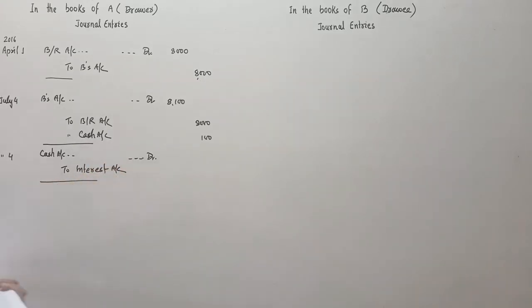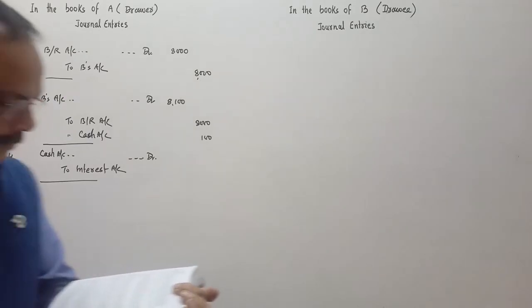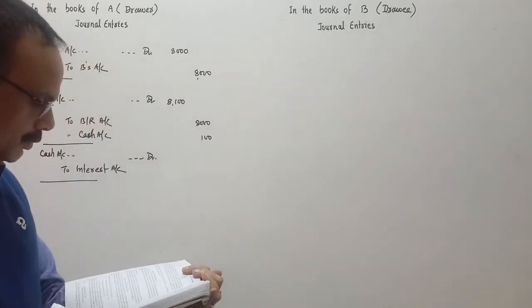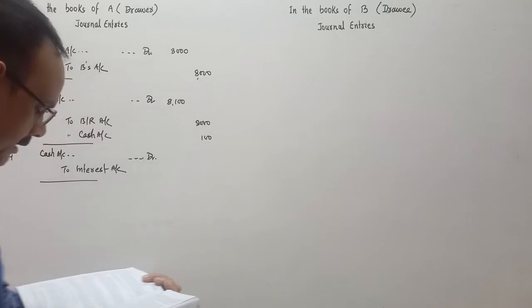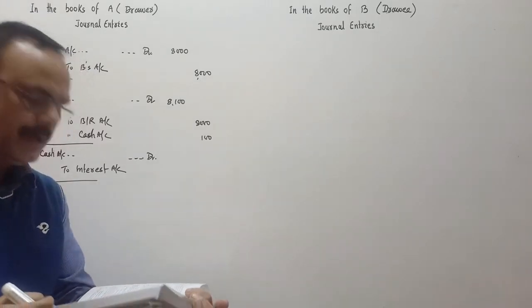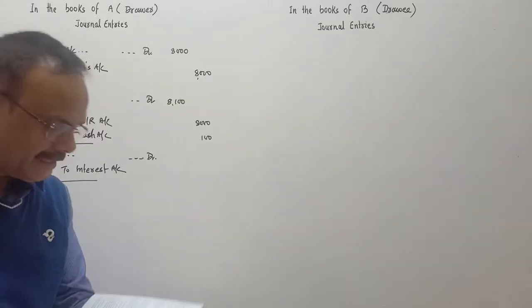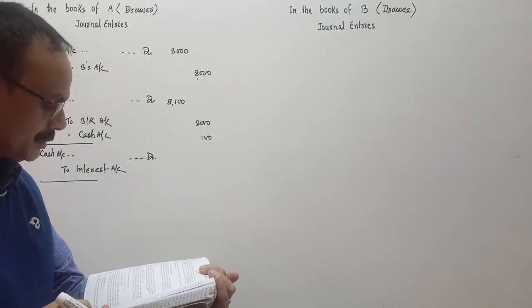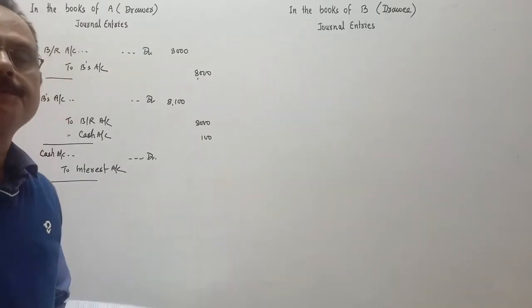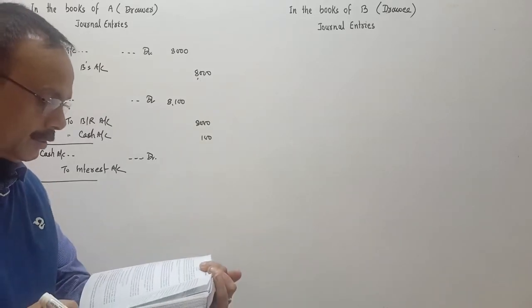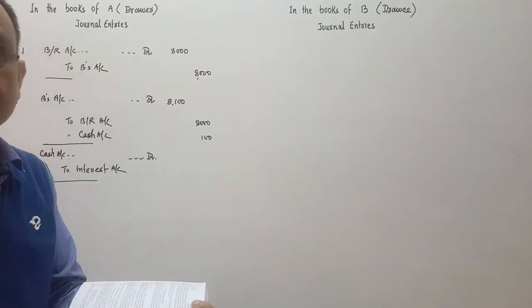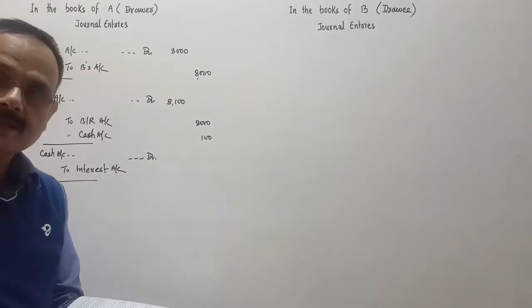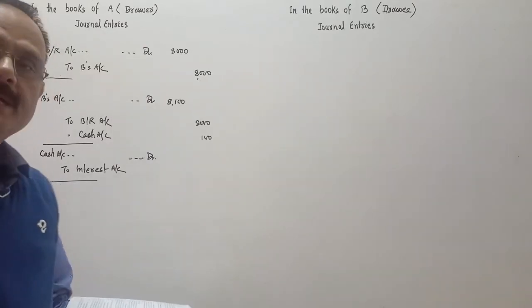You see the sentence, on 4th July 2016, A draws a new bill payable after 73 days, provided interest is paid in cash at the rate of 15% per annum. To this B is agreeable, means B is ready. The bill is met on maturity.